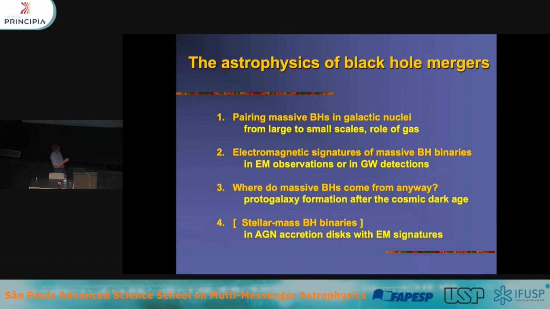So we had a vote, and sorry about the stellar mass black holes. I would have discussed in some detail what happens with stellar mass black holes, but they were voted down. So our next question is, where do these massive black holes in galactic nuclei come from anyway?